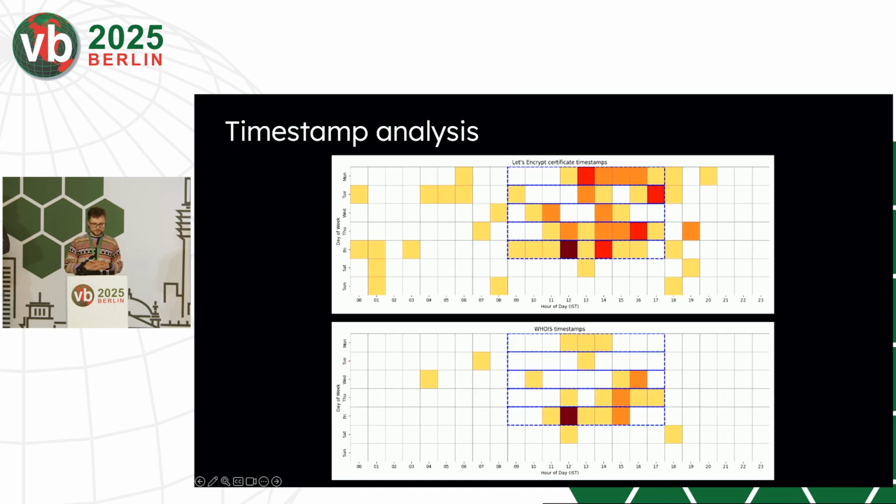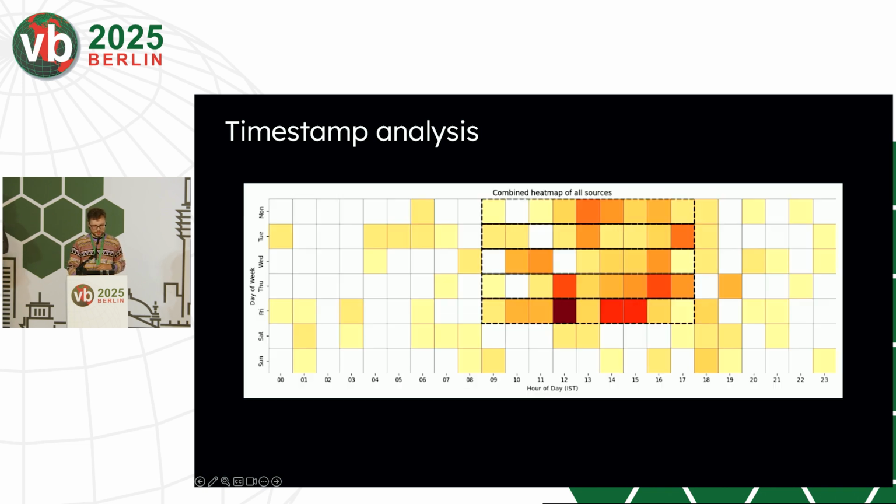On the next slide, we have Let's Encrypt certificate creation date at the top and WHOIS domain creation date at the bottom. And finally, if we put them all together, we can see a clear pattern of focused activity that falls squarely into a 9-to-5 working day of India.